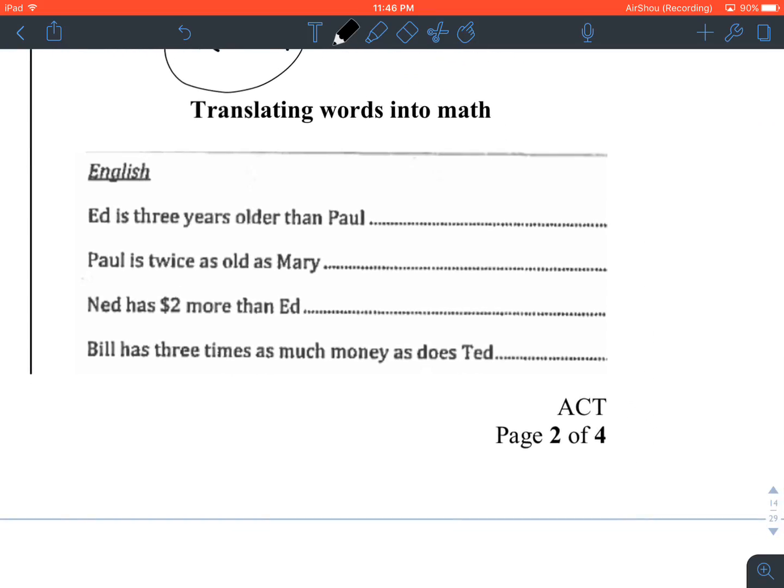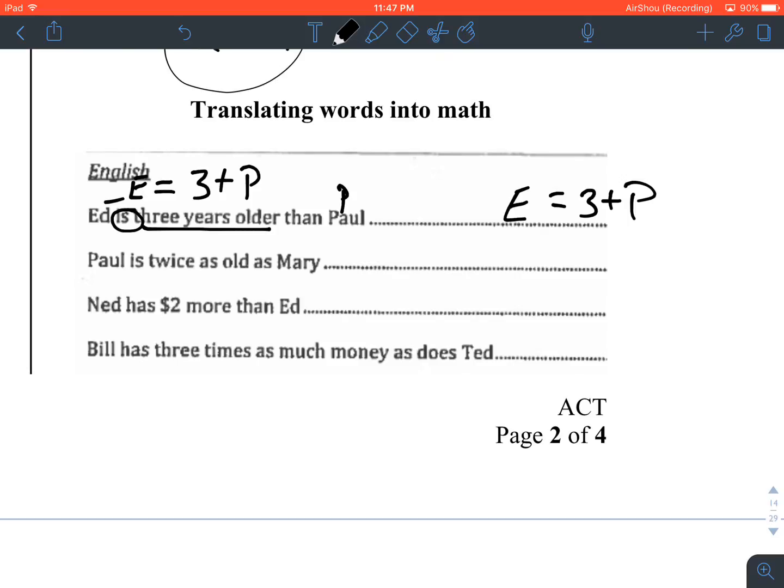Translating words into math or algebra. Ed is 3 years older than Paul. Let's say that Ed is the letter E. Is almost always means equals. 3 years older means 3 plus. 3 years older than Paul. Let's say Paul is a P. So that means that this is translated to E equals 3 plus P. Easy peasy.